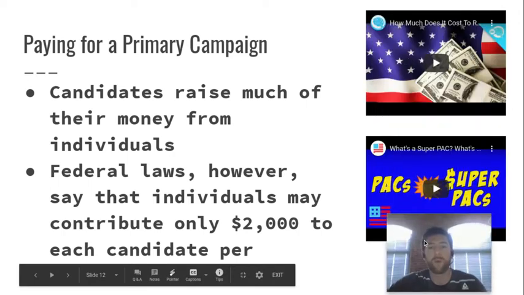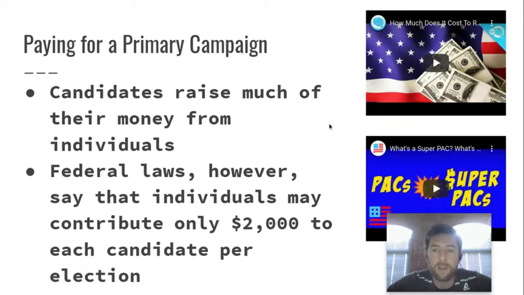Paying for a primary campaign. There are several ways that you can do this, but there are a couple we're going to focus on primarily, and there are some videos included here based on what we talk about. Candidates raise much of their money from individuals, people like us. People like us will donate money to their campaigns to help the candidates move on and do well in the campaign. That money will pay for advertising, travel, and holding political rallies, all different things. That money is used in so many different ways.